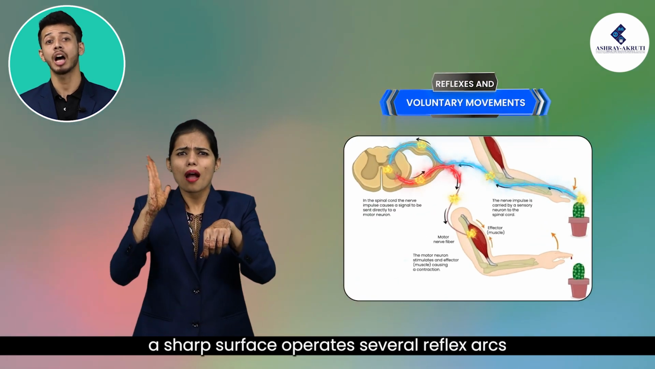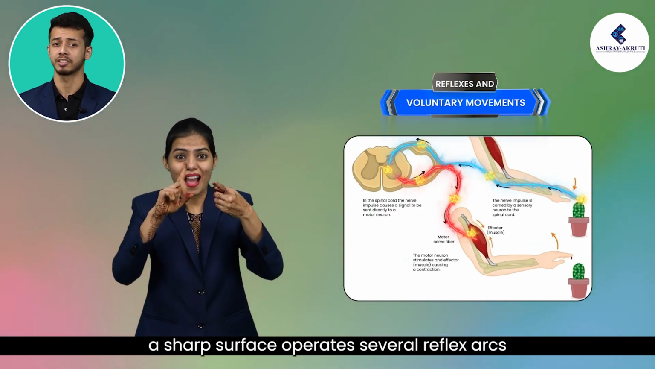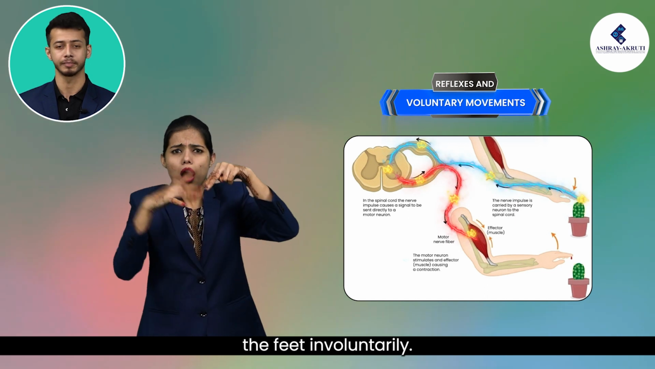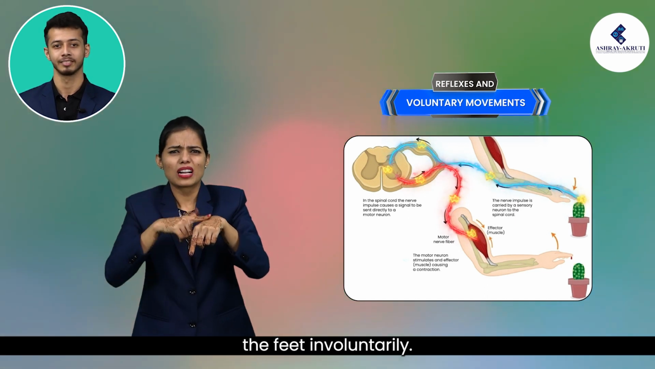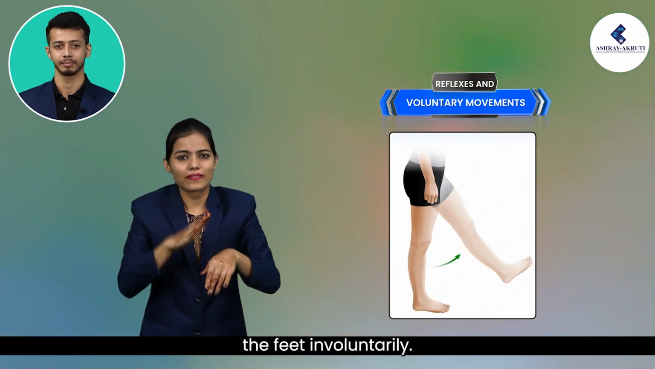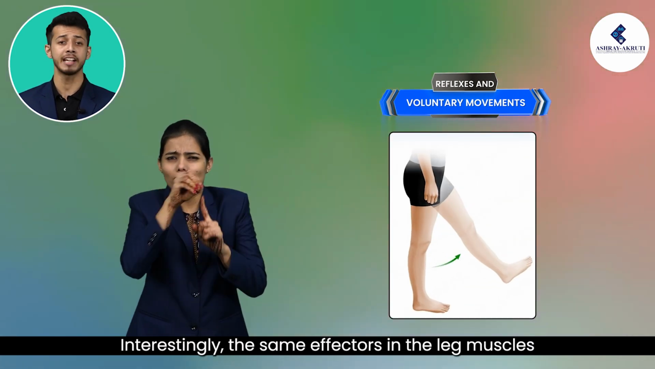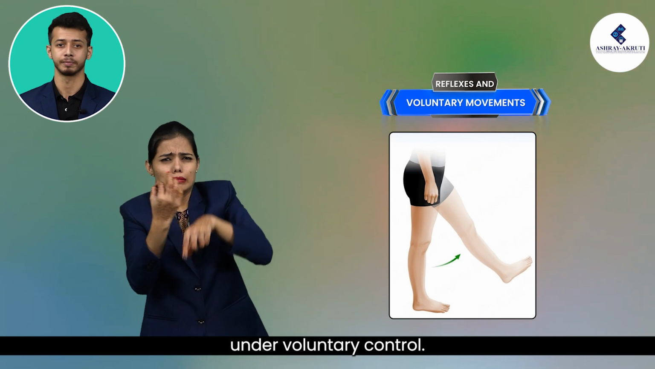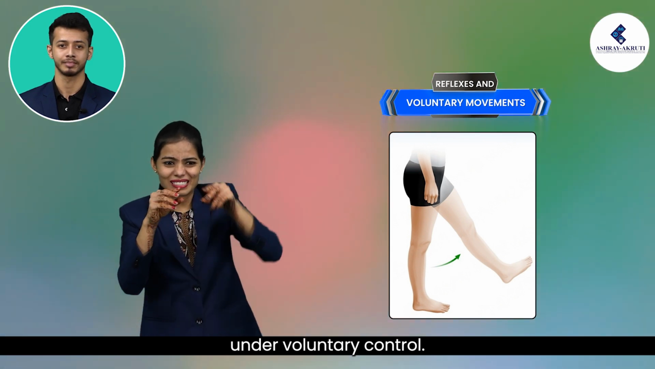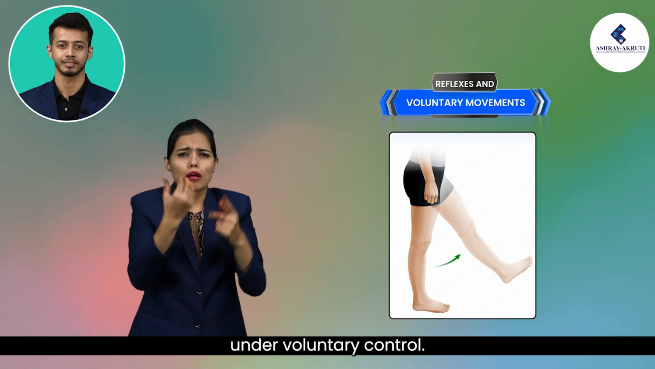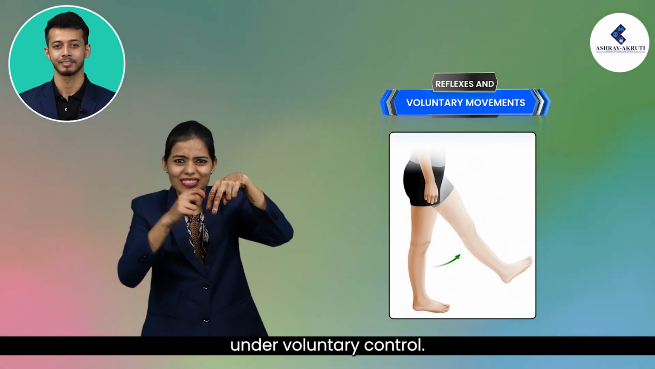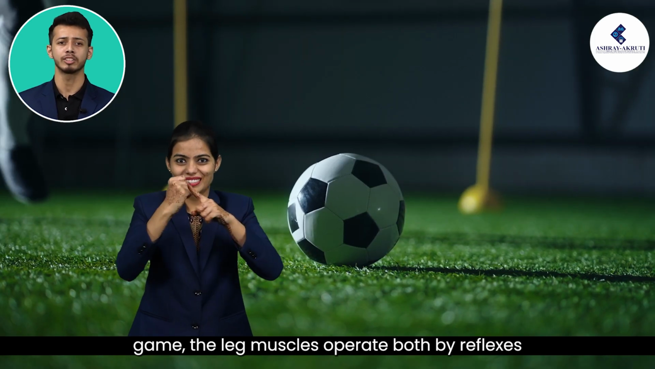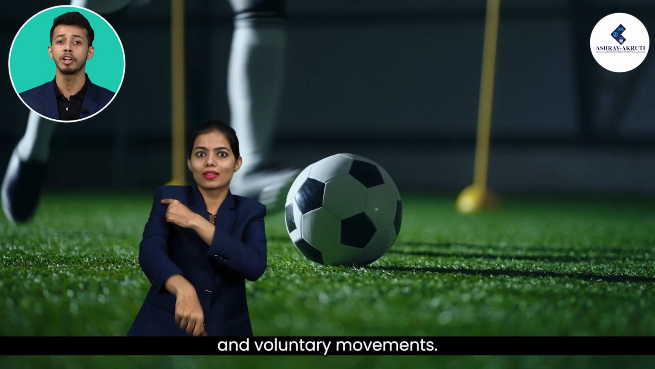Touching accidentally a sharp surface operates several reflex arcs, causing the muscles of the leg to withdraw the foot involuntarily. Interestingly, the same effectors in the leg muscles can perform special movements under voluntary control. Hence, in a football game, the leg muscles operate both by reflexes and voluntary movements.